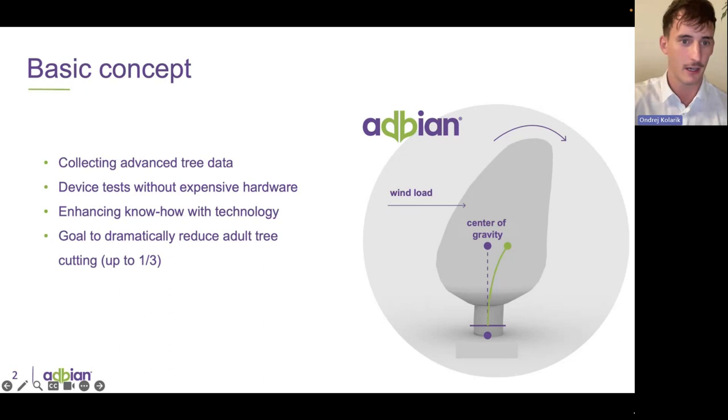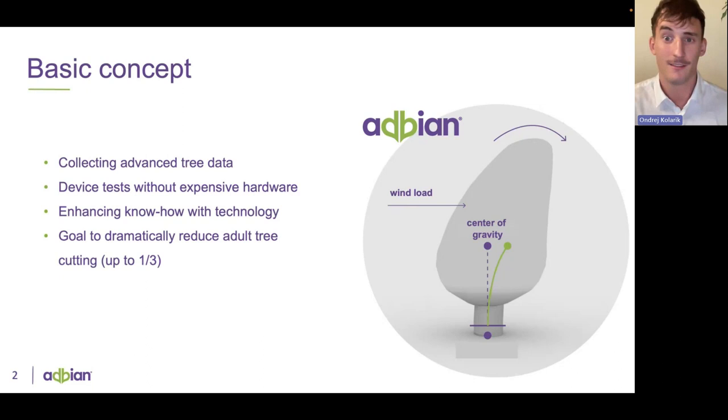The end goal of this approach is to reduce adult tree cutting, because a lot of adult trees are cut down just because of excessive caution or not enough understanding of the data or of the tree. So we are trying to eliminate this with more precise data. The basic principle is that we collect the data and model the trees in 3D space and calculate how the wind load is influencing the tree, and we are calculating the safety factor and the tree's behavior.